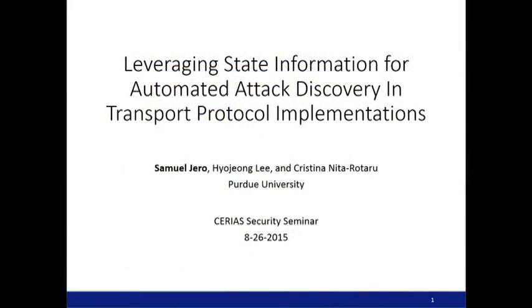Thank you, Brendan, for that introduction. So yeah, my name is Samuel Jero. I'm a PhD student here. Today I'm talking about my work on automated attack discovery in transport protocol implementations by leveraging the protocol's state machine. I should mention that this is joint work with Hyojung Lee, who's now at Google, and my advisor, Cristina Nita-Rotaru.